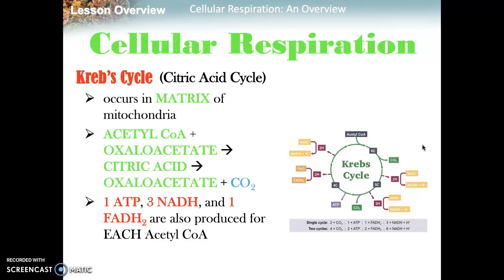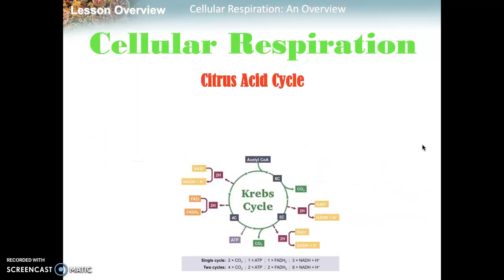During this cycle, you will produce 1 ATP, 3 NADH, and now we have another short-term energy molecule, FADH2. Okay, and this happens for each acetyl-CoA. And again, remember, we have 2 acetyl-CoA from our oxidation.